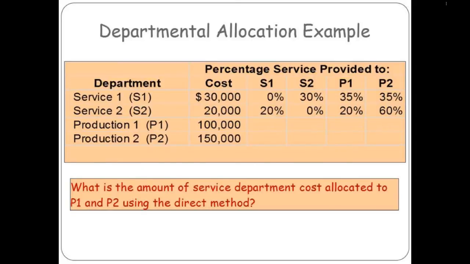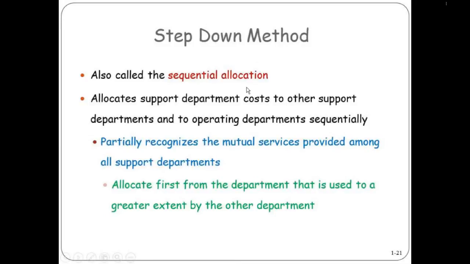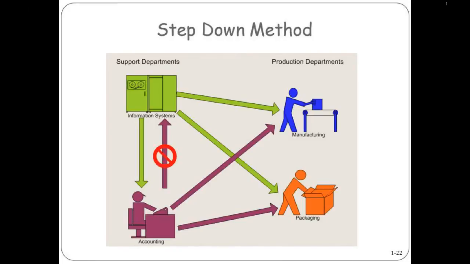That's the direct method. Now the step-down method. In this case, you don't ignore the fact that service departments support other service departments. You simply choose one and focus on allocating it to the other, rather than allocating back and forth. You go from the department that is used to a greater extent by the other department. Visually, IT supports accounting and accounting supports IT, but since accounting gets more of IT than IT gets of accounting, we're only going to look at this step. We're not going to look at that. Keep it simple.